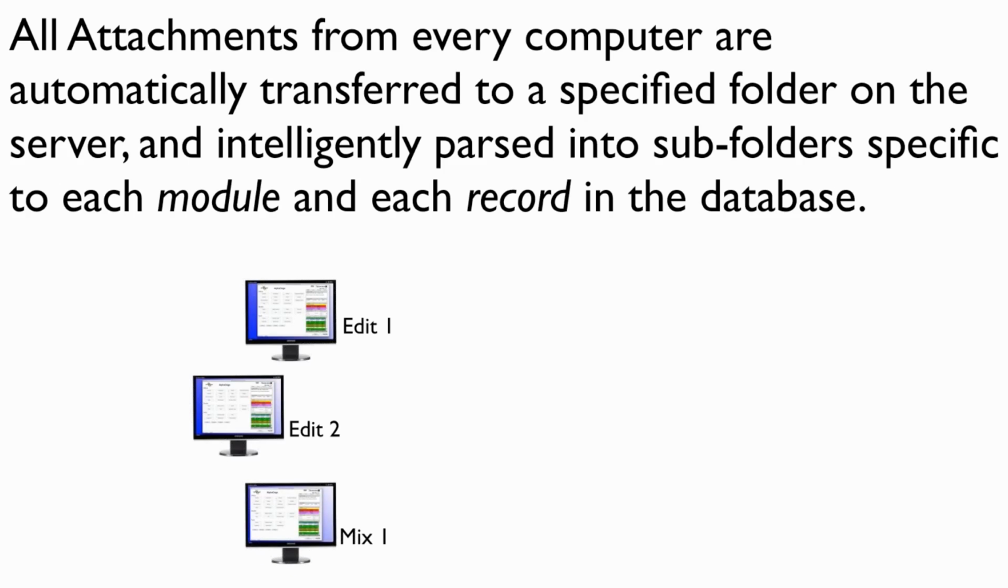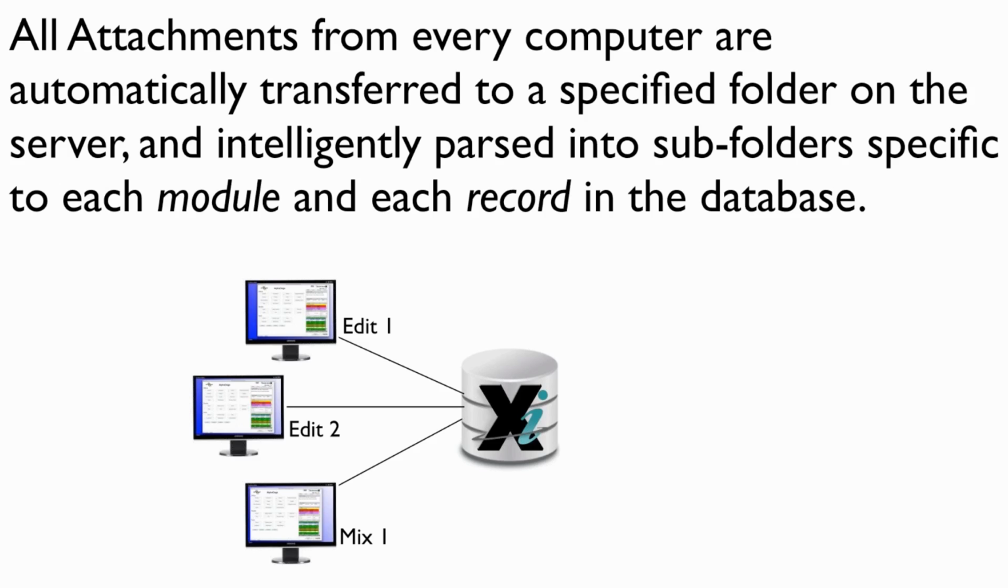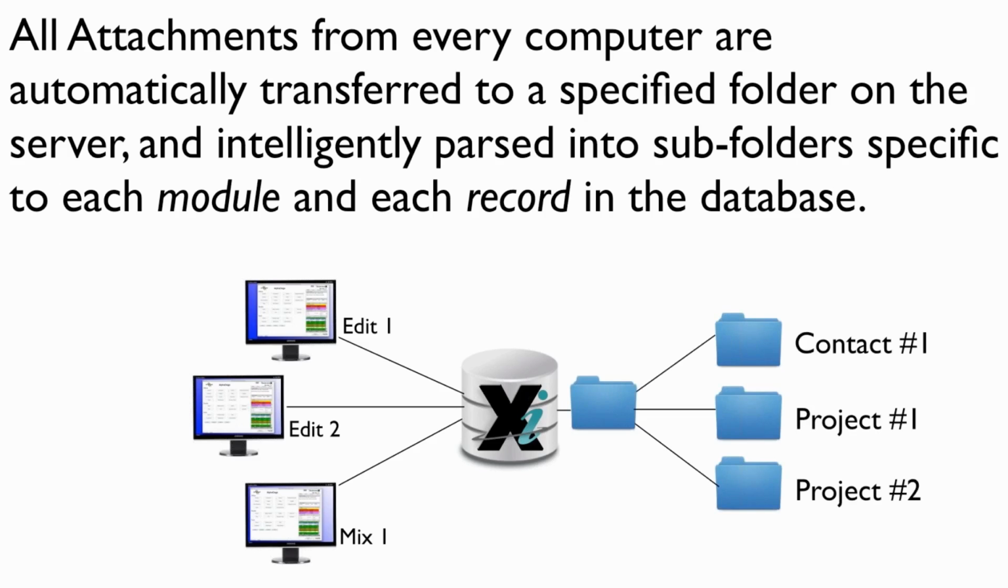So here's 3 computers in 3 studios, Edit 1, Edit 2, and Mix 1. And all of them are, of course, connected to the Studio Suite server. And when they add a file into Studio Suite, it's going to put them in a folder that's named automatically and appropriately. For, say, project number 1, it'll name it like that.